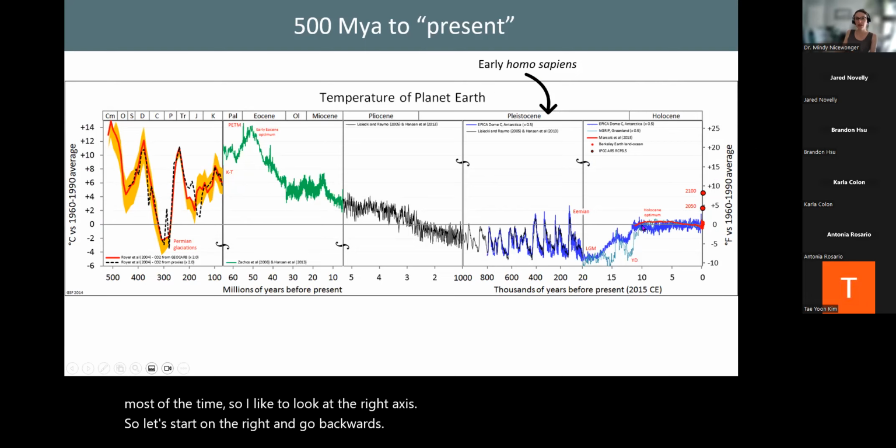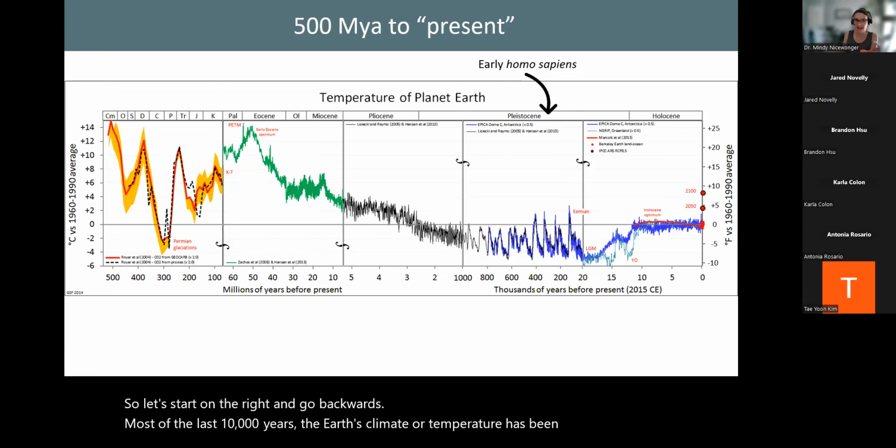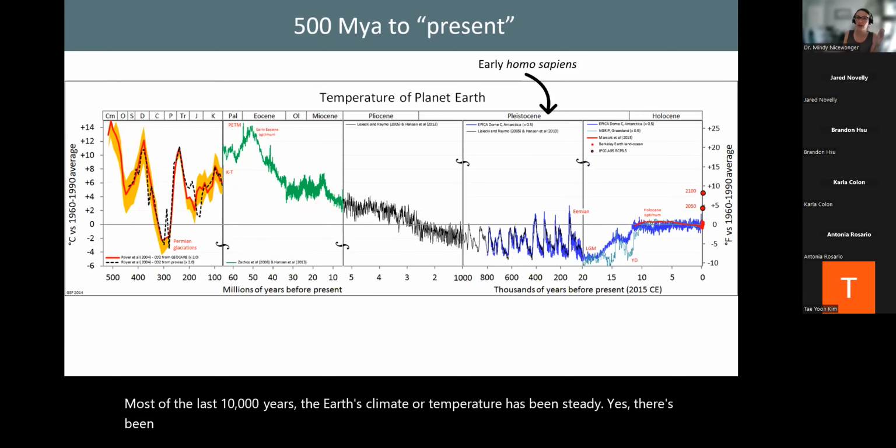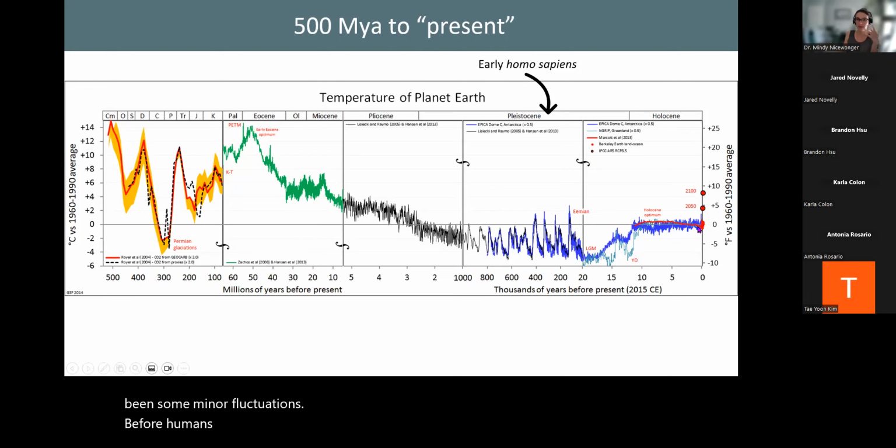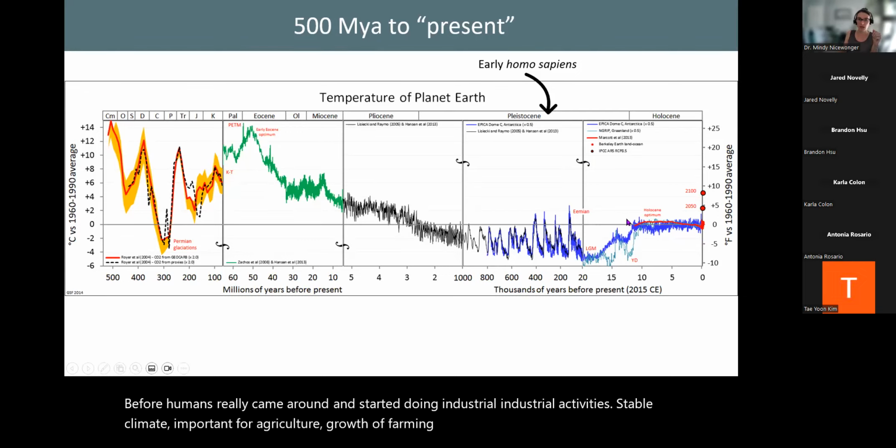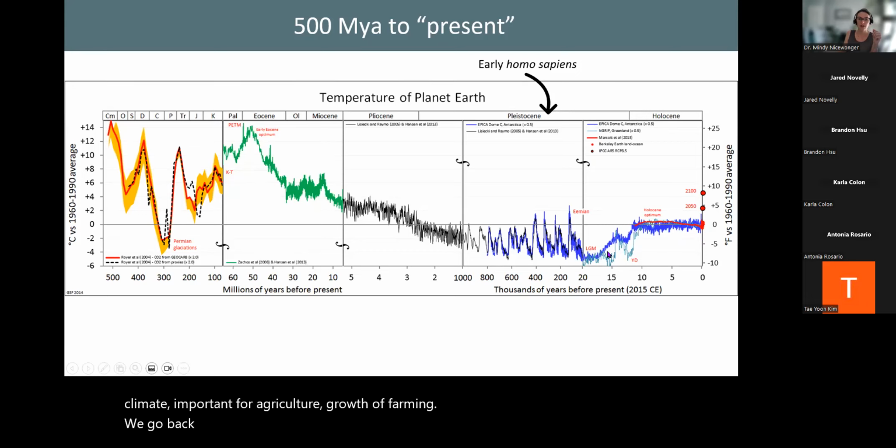For most of the last 10,000 years, the Earth's climate, the Earth's temperature, has been steady. Yes, there have been some minor fluctuations before humans really came around and started doing industrial activities. A stable climate was important for agriculture and the growth of farming. We go back about 20,000 years, we're coming out of the last glacial, so temperatures warm up.